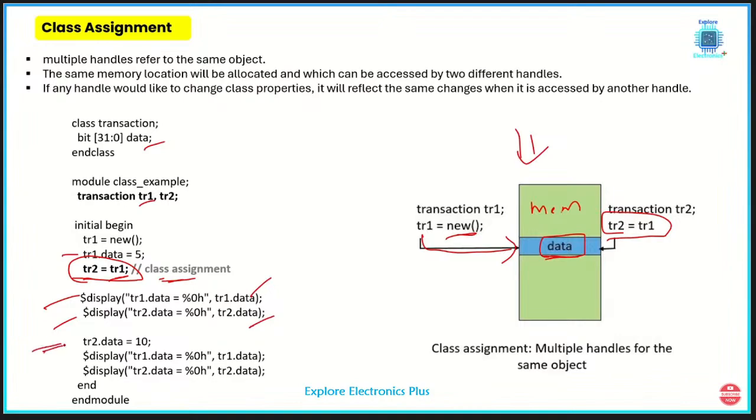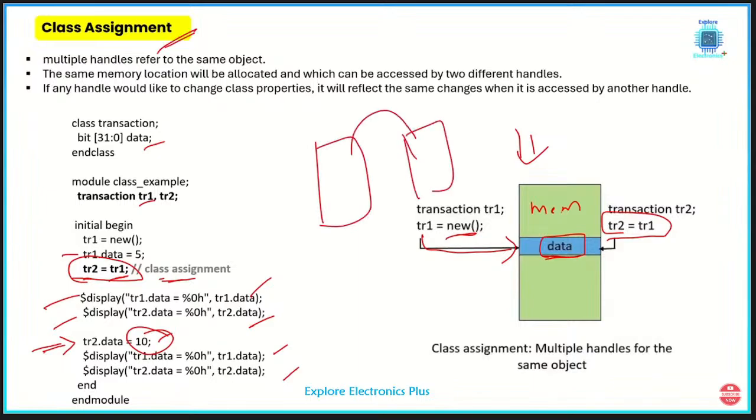Suppose we want to assign any value with the second handle, now the class assigned handle, tr2.data is equal to 10. If you want to display that, it will be pointing to the same location. tr1 and tr2 will get assigned, and the same value 10 will be reflected in both. That is class assignment. One class object can be assigned to another by just doing like this, class 1 is equal to class 2. This will share the same memory space.